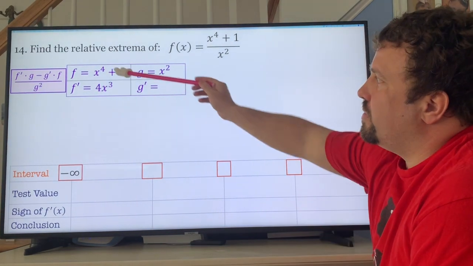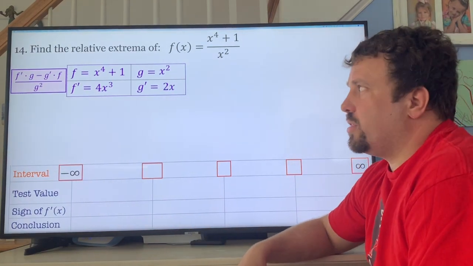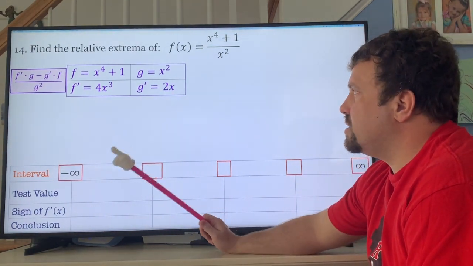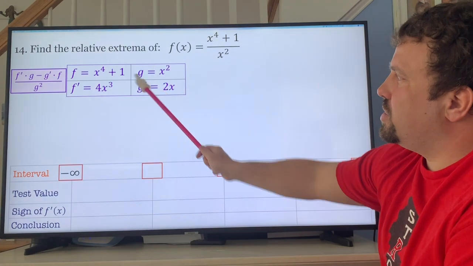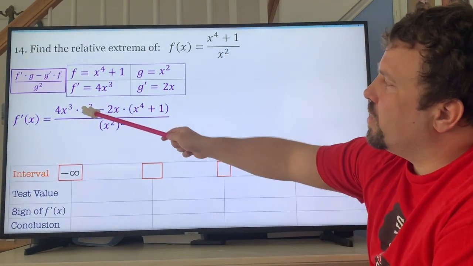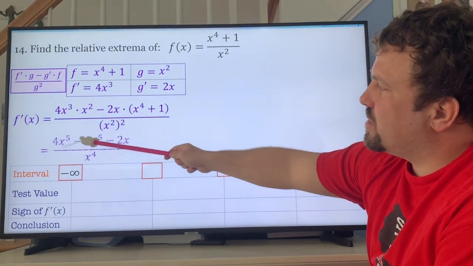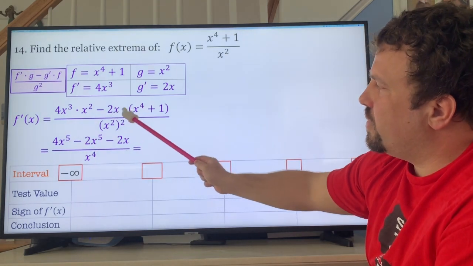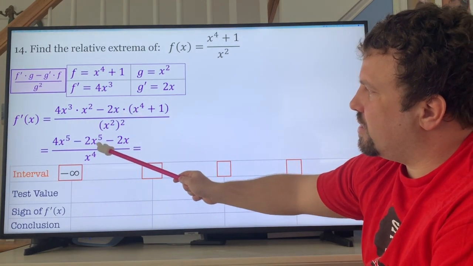All right, so derivative of this is 4x to the 3rd. All right, derivative of x squared is 2x. F prime times g, g prime times f. 4x cubed times x squared is actually 4x to the 5th. Negative 2x squared times x to the 4th is negative 2x to the 5th.